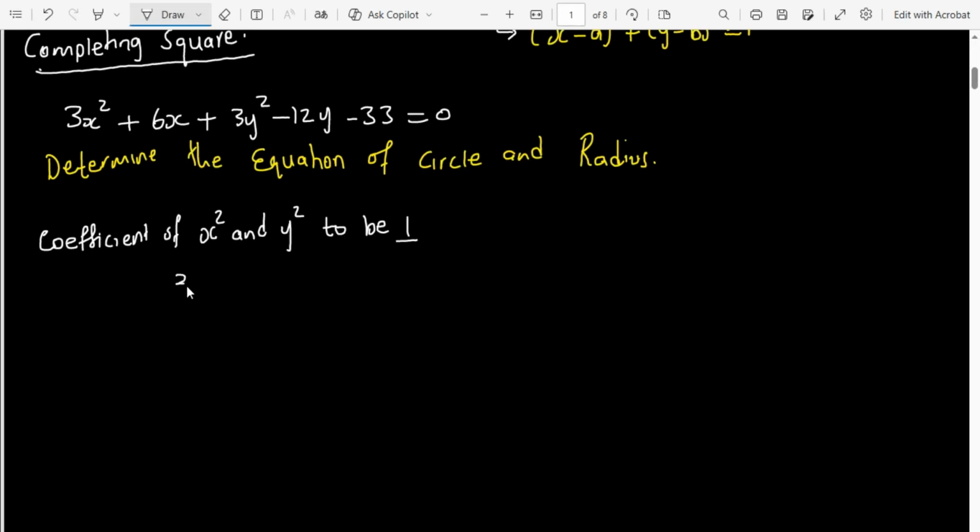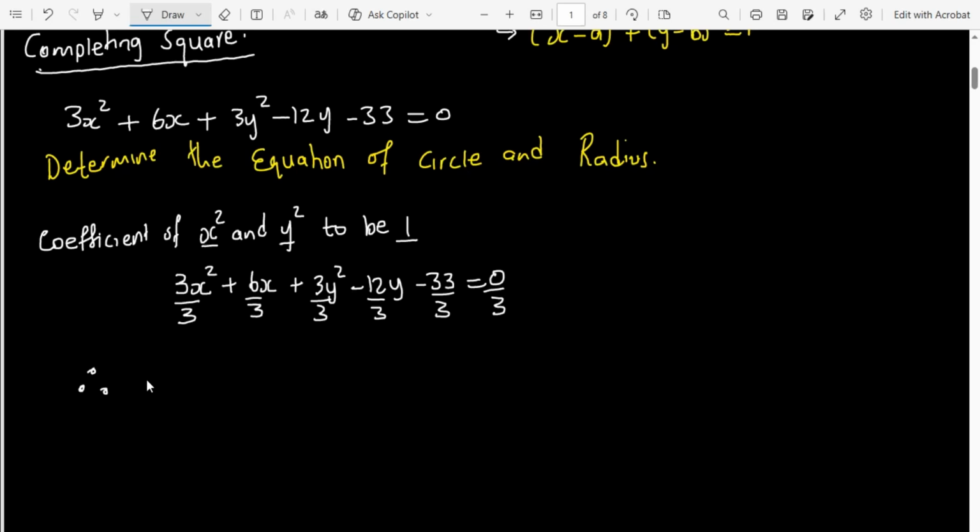So if you look at the equation, I have 3x squared plus 6x plus 3y squared minus 12y minus 33, equal to 0. Today it's our lucky day because everything here is divisible by 3. So we can just divide everything by 3 to make the coefficient of x squared and y squared 1. I'm just going to divide that term by 3, that by 3, everything by 3.